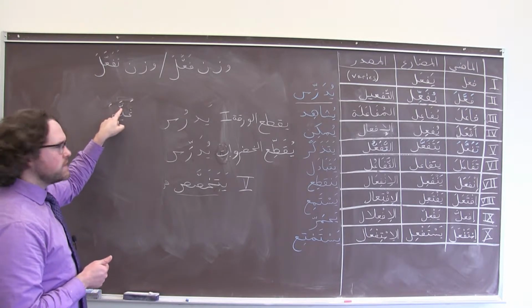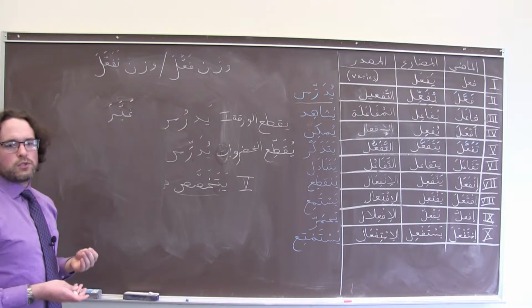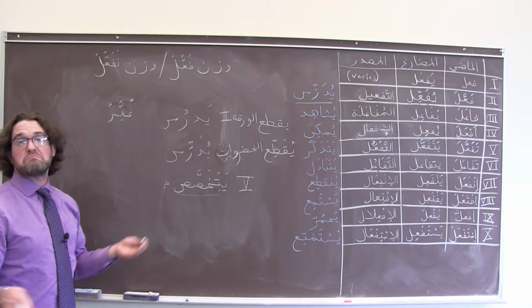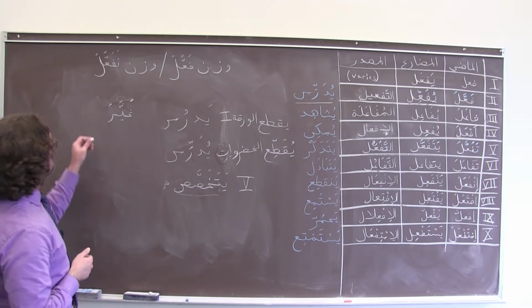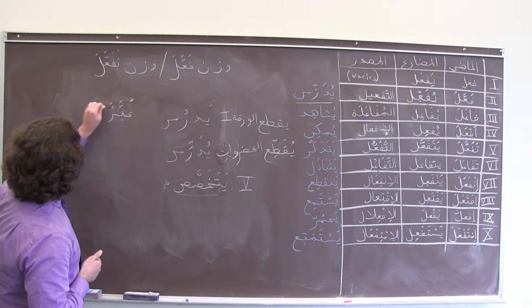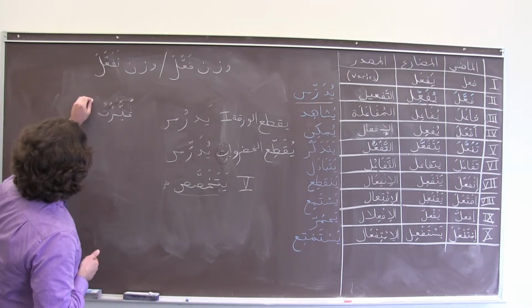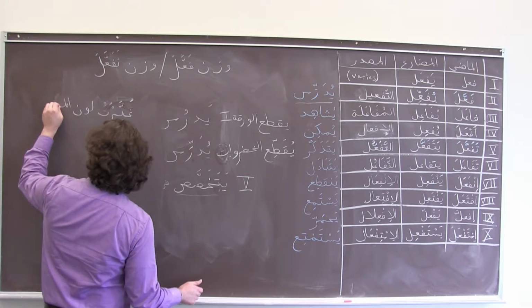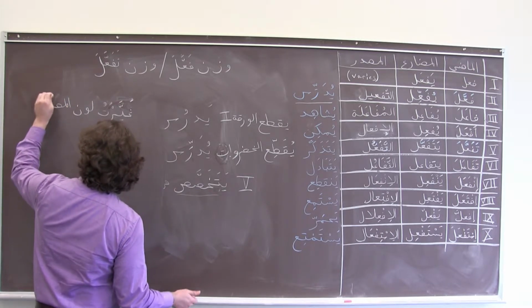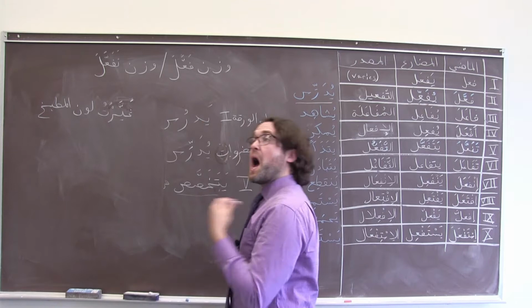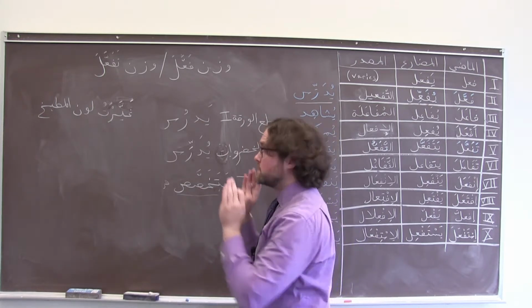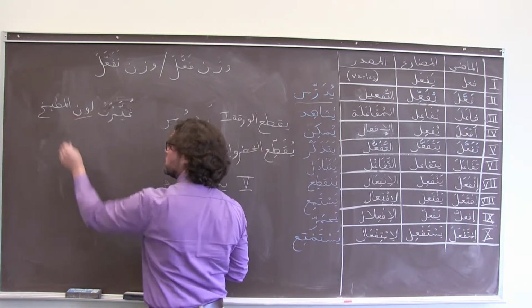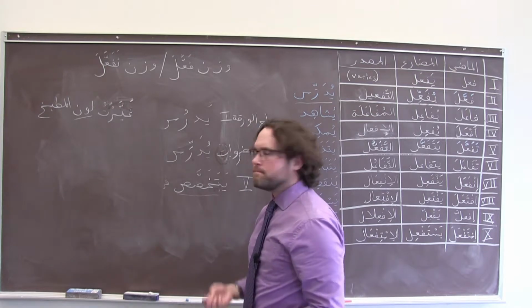Again, we add that shadda. This is in the past tense. So if I want to say, I changed the color of the kitchen, I could say غيّرت لون المطبخ. The color was one thing, I went and changed it. I am the subject, the color, لون المطبخ, is the object.